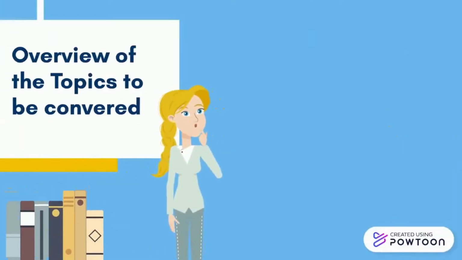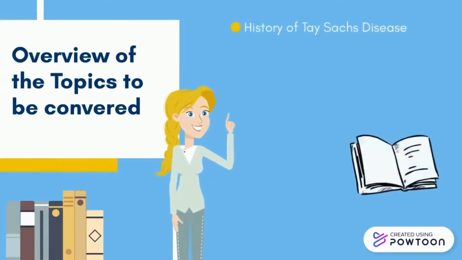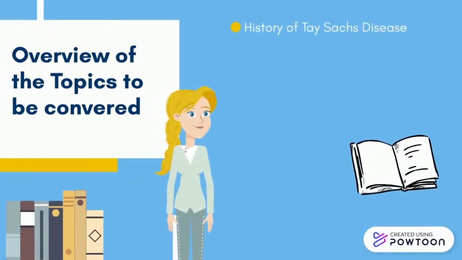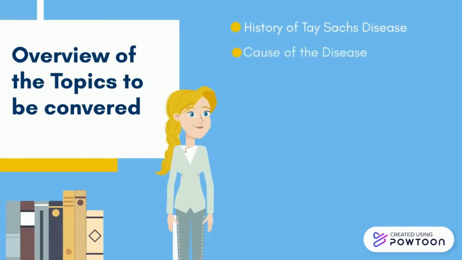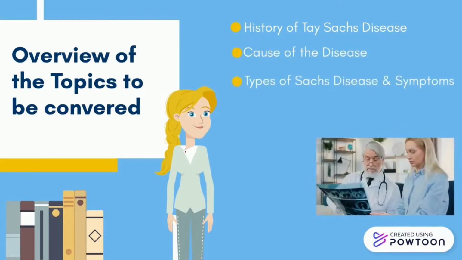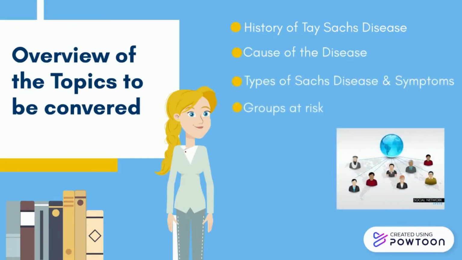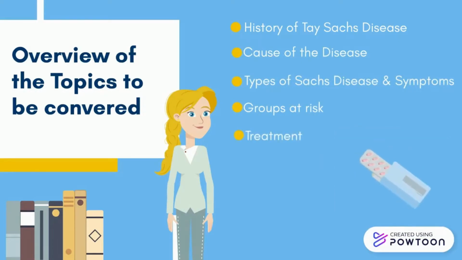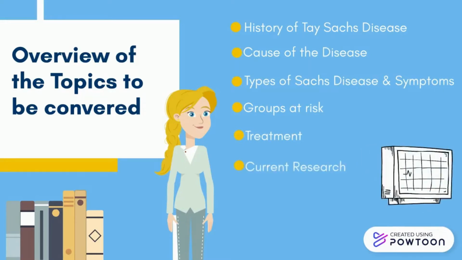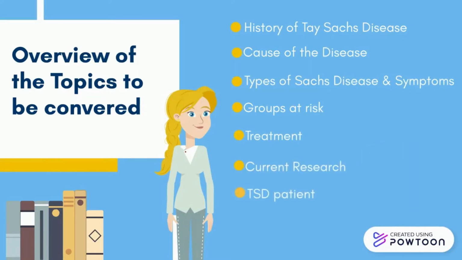The topics that we are going to cover regarding Tay-Sachs disease include the history of the disease, like when the disease was first found and who were the contributors, then the cause of the disease at the genetic level, the different types of TSD as well as its symptoms, and different social groups that are at greater risk. We are also going to discuss the course of treatment, followed by current research, and finally, we will look at a case of a Tay-Sachs patient.